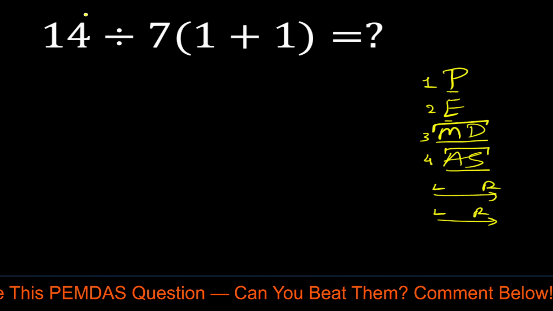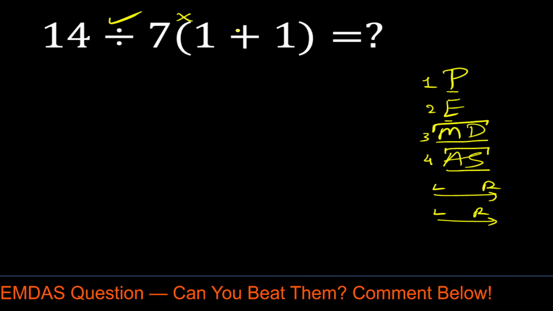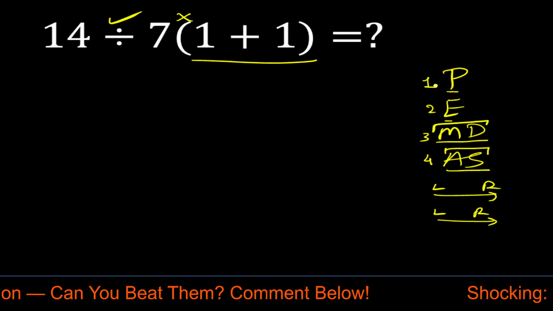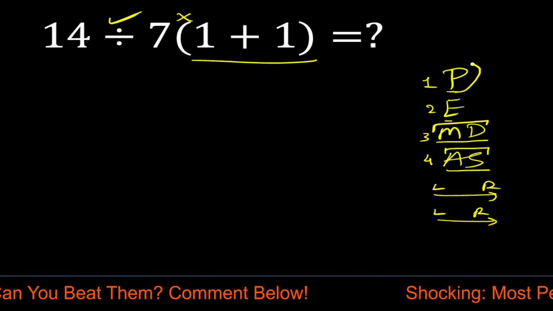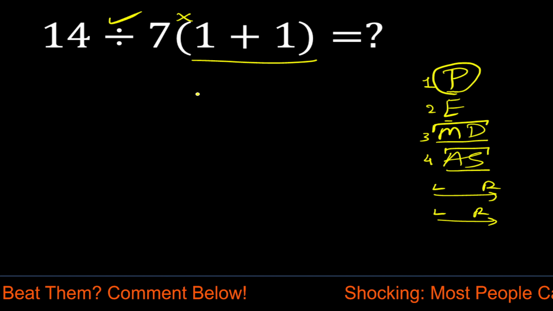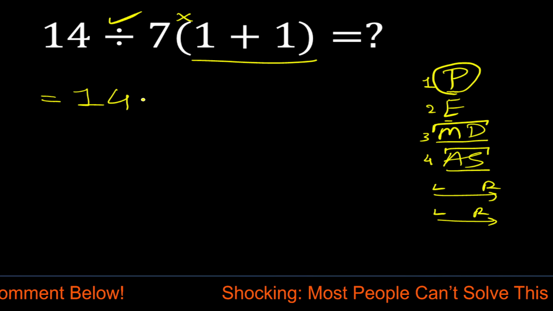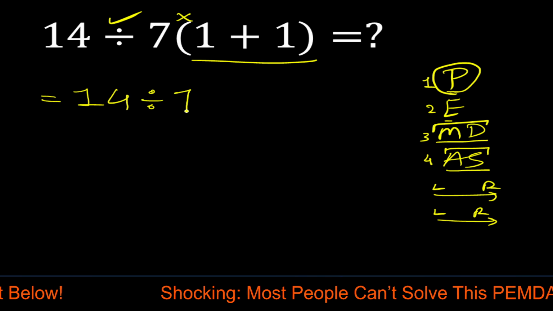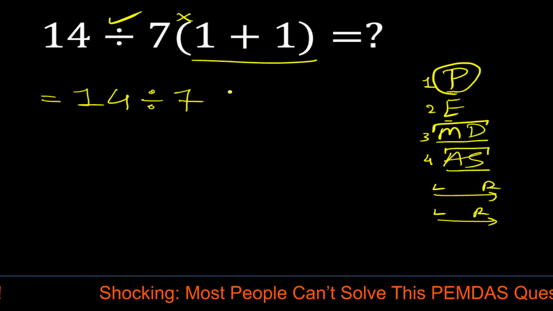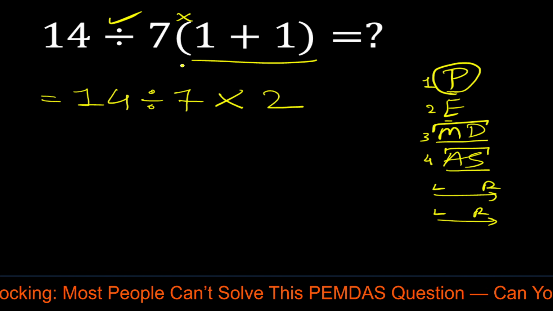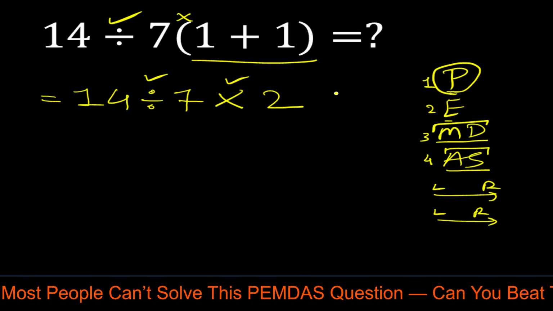So in this question, here we have division, here multiplication, and here we have one parenthesis, right? So according to the PEMDAS rule, first we have to solve the parenthesis. So now 14 divided by 7. Now solve this parenthesis, 1 plus 1 is equal to 2. So times 2, right? Now here we have division and here multiplication.